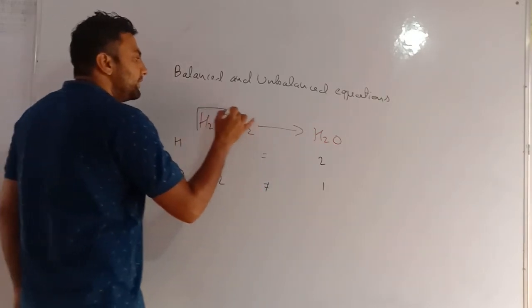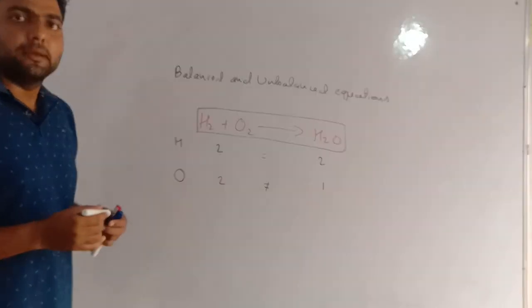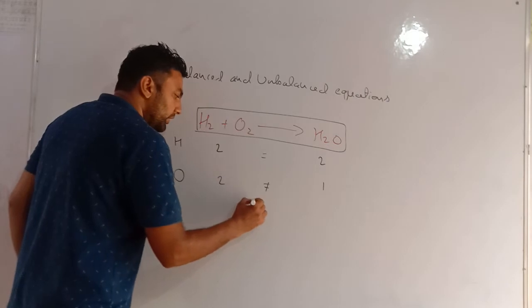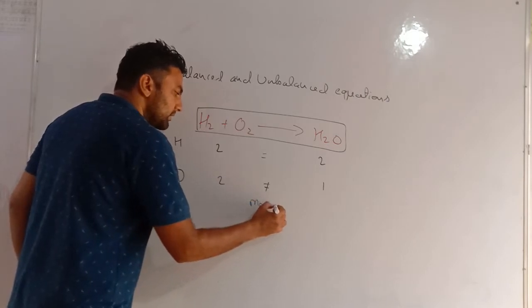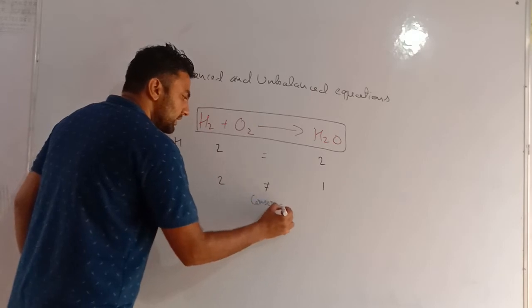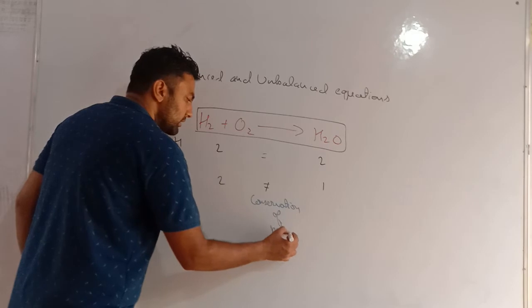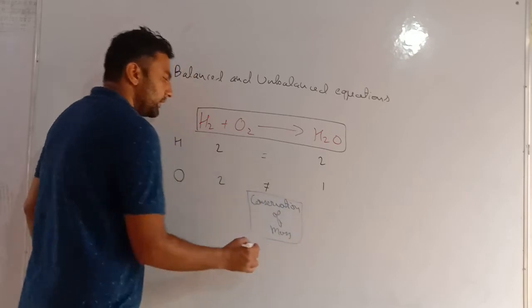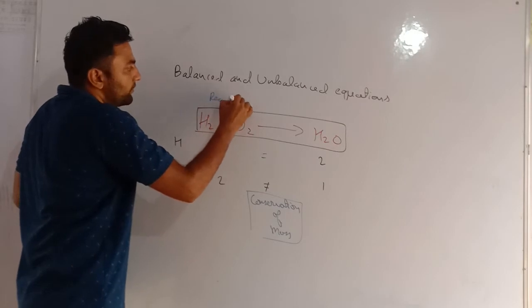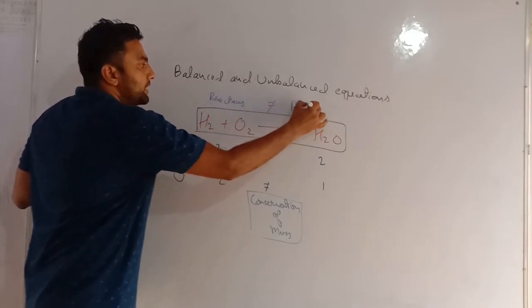But it doesn't mean that this chemical equation is wrong. This chemical equation is right, but it is not following the law of conservation of mass. It means the mass of reactants is not equal to the mass of products.